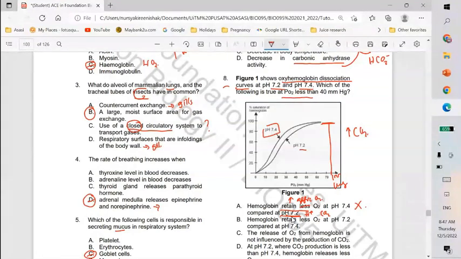Okay, so for B, hemoglobin retains less oxygen at 7.2 compared to 7.4, this one should be the answer. Retain less means hemoglobin has less affinity to bind to oxygen and releases more oxygen to your body cells, when the pH drops, indicating the carbon dioxide level increases. Understand?